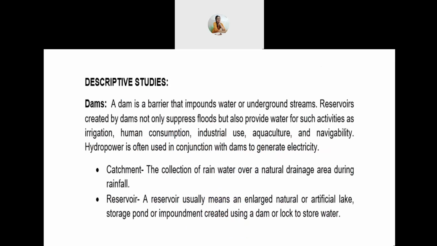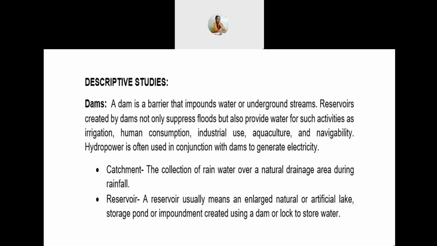A dam is a barrier that impounds water or underground streams. Reservoirs created by dams not only suppress floods but also provide water for such activities as irrigation, human consumption, industrial use, aquaculture, and navigability. Hydropower is often used in conjunction with dams to generate electricity.